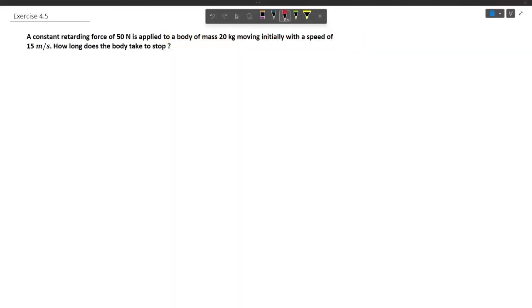The question says that a constant retarding force of 50 Newton is applied to a body of mass 20 kg moving initially with a speed of 15 meter per second. How long does the body take to stop? So the question says that a body, let us assume body B, is moving in a direction with a constant velocity of 15 meter per second.